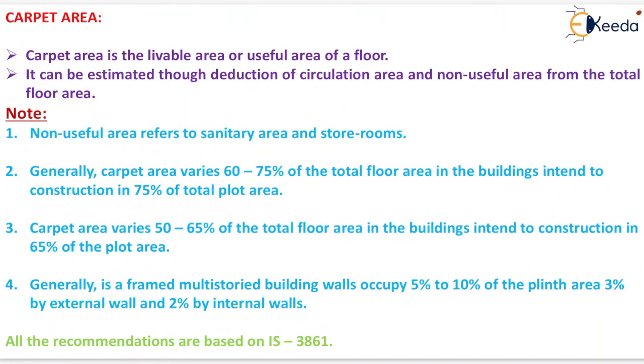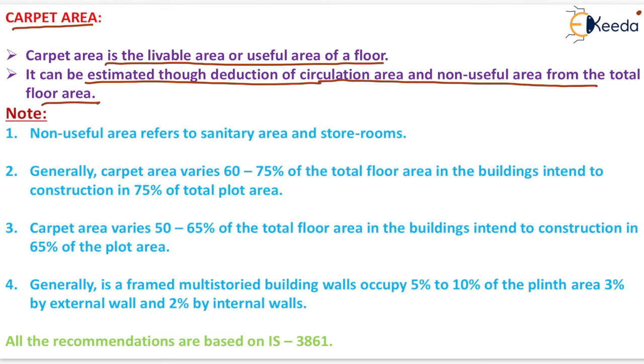Now the last area will be the carpet area. Carpet area is the livable area or useful area of a floor. It means that where you will spread the carpet, that area is known as carpet area. It can be estimated through deduction of circulation area and non-useful area from the total floor area. Now note is written here, that is non-useful areas refers to sanitary area and storerooms.